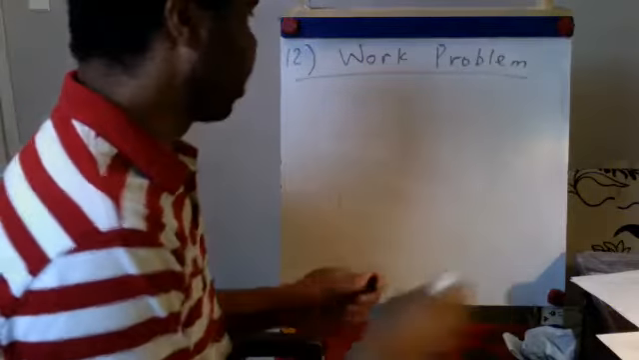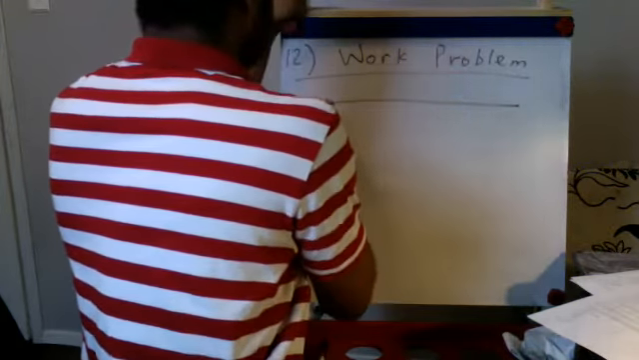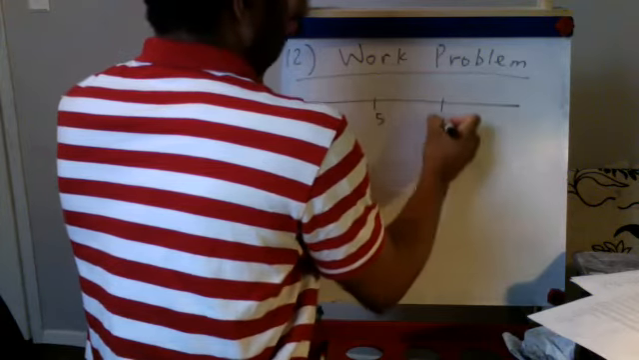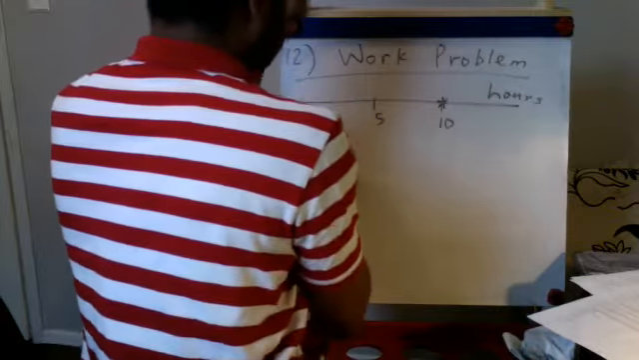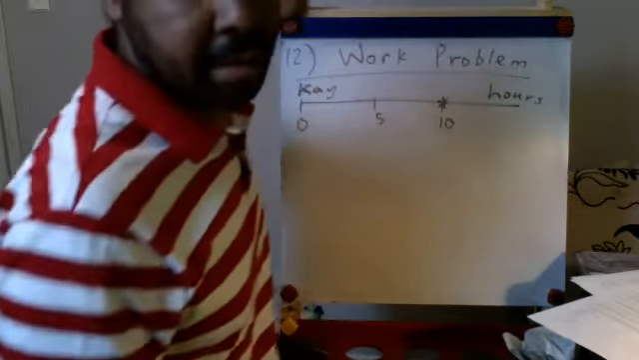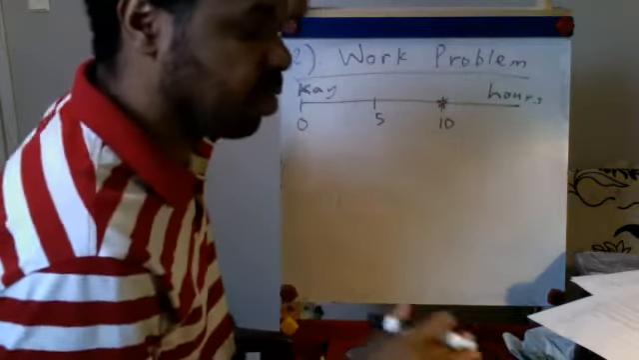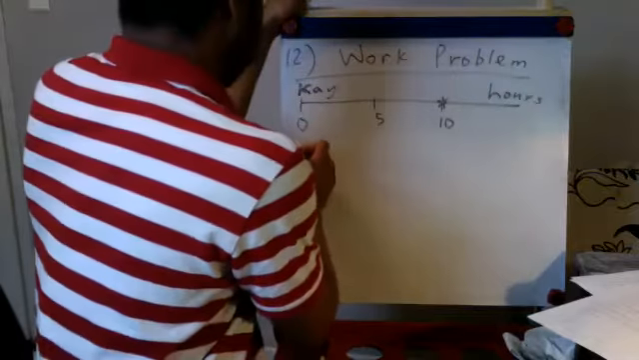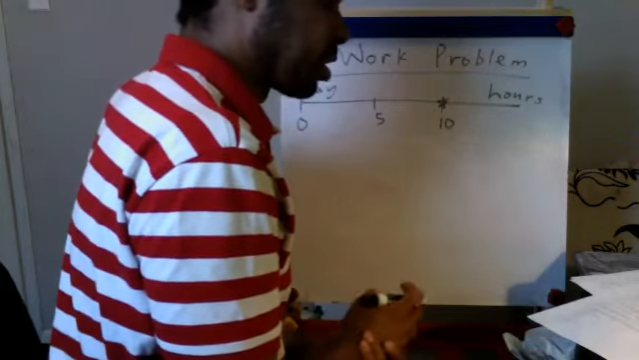Okay, so we're doing work problem number 12. So it takes K 10 hours. All right, so here's K. It takes K 10 hours to pick 40 bushels of apples. The 40 bushels have nothing to do with the question. It's just she's picking some apples. So it takes her 10 hours to pick 40 bushels of apples.